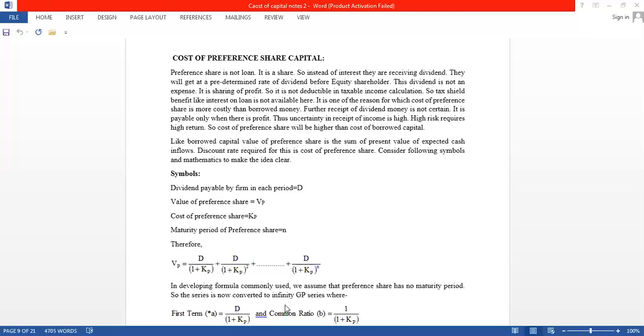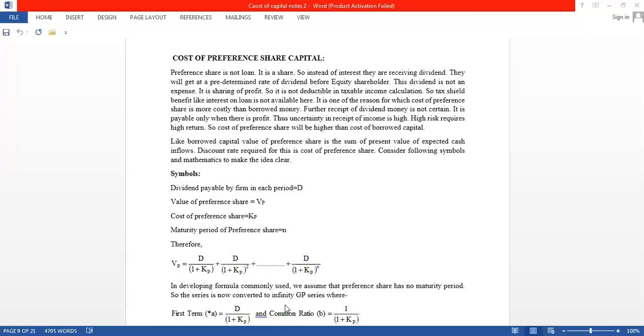The basic difference between cost of debt capital and cost of preference share capital is that debt capital is a loan, but preference share capital is a share. As a shareholder, they are not getting any interest. Since they are shareholders, they are eligible to get a portion of the profit earned, which is called dividend.